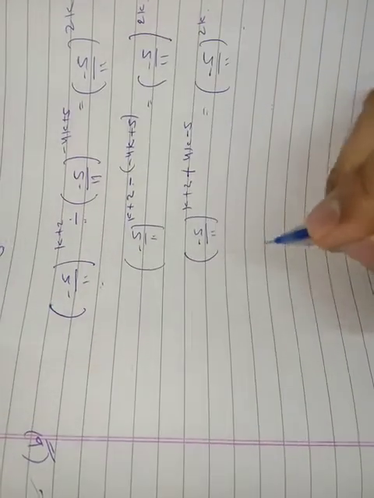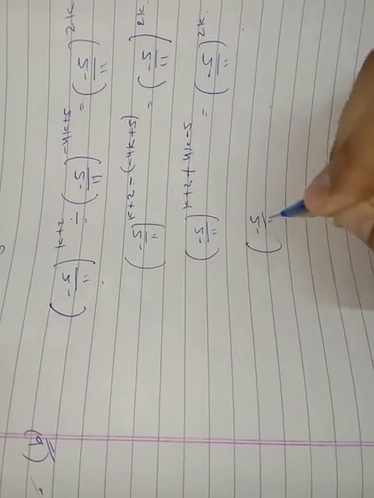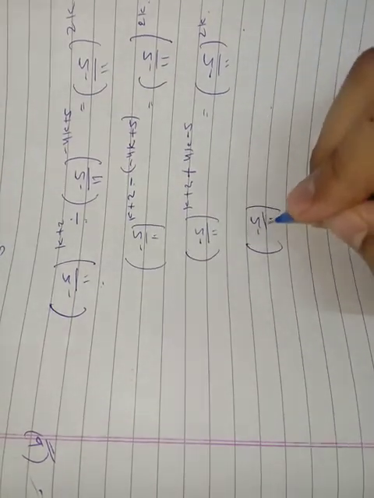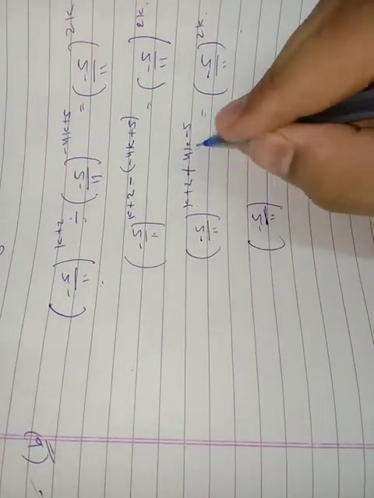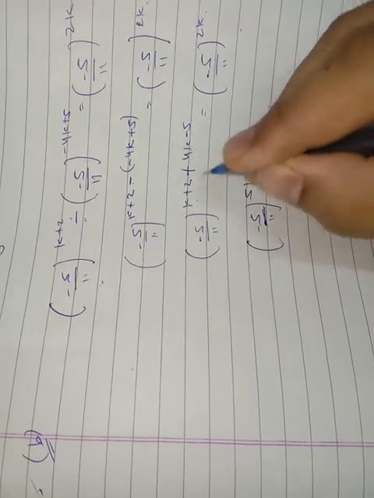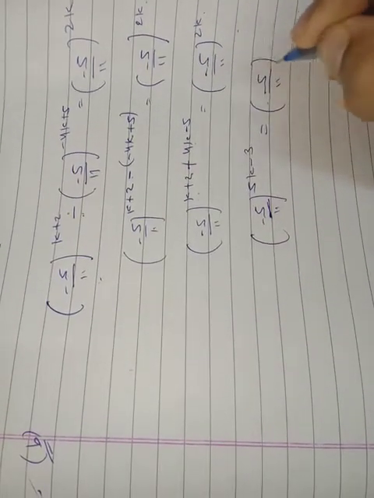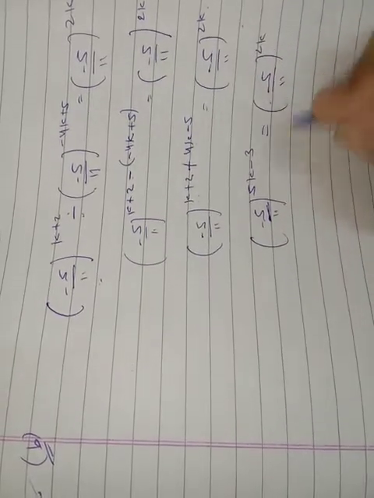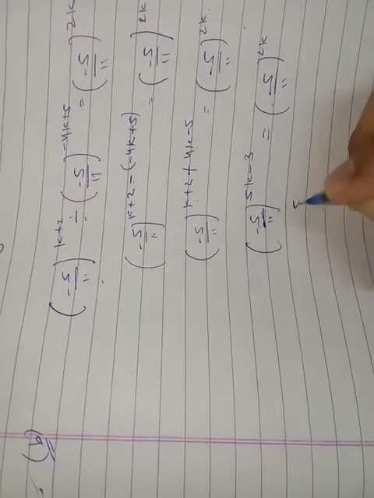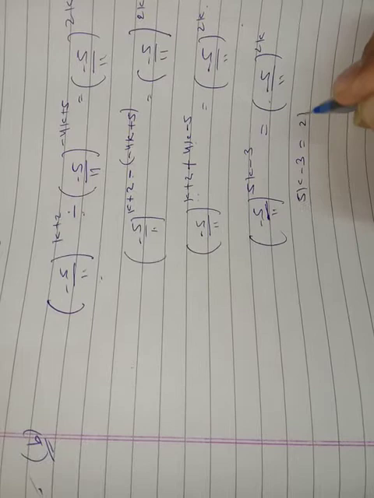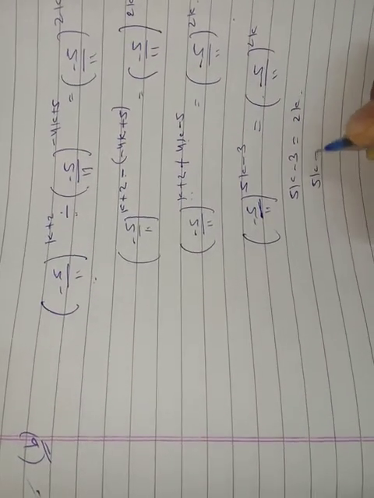Now base, see the first one, minus 5 upon 11 power k plus 4k, it is 5k. 2 minus 5 is minus 3, minus 5 upon 11 power 2k. Base same, powers will be equal. So here 5k minus 3 equals 2k, 5k.